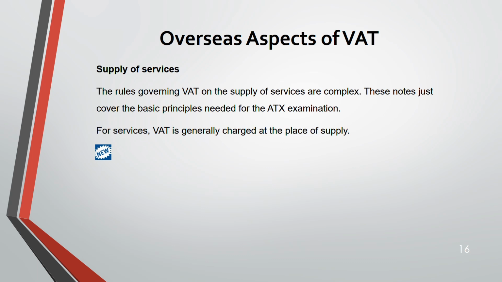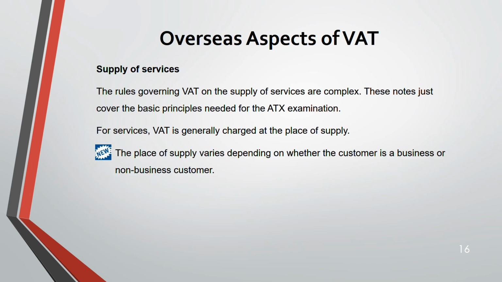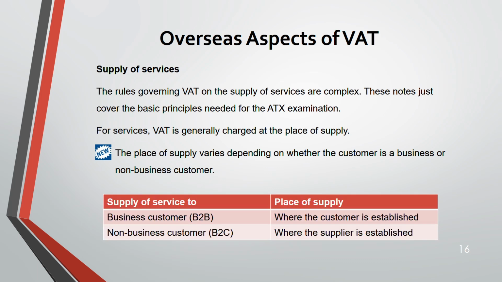So for services, VAT is generally charged at the place of supply. The place of supply depends on whether the customer is a business or a non-business customer. If it's a business customer, the place of supply will be where the customer is established. If it's a non-business customer, the place of supply will be where the supplier is established. This you have to remember. So if you are supplying the service to a business customer, the place of supply will be where the customer is. If you are supplying to a non-business customer, B2C, the place of supply will be where the supplier is established.